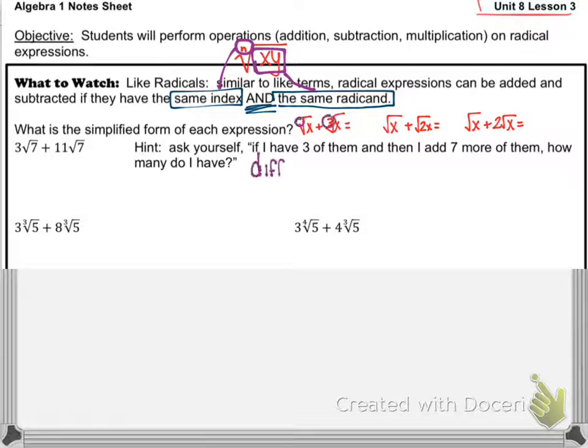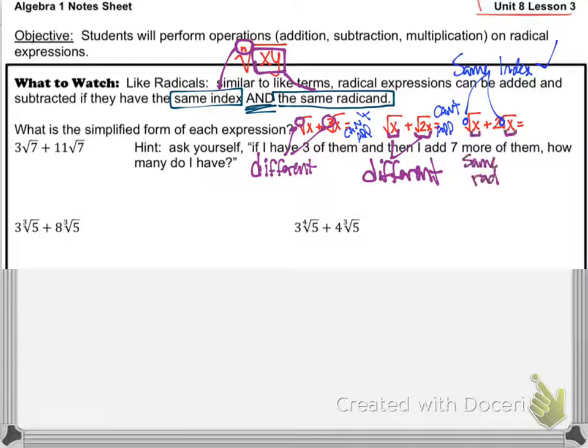In our first one, they have different indices, so that can't happen. We cannot do anything with those. We can't add them. These ones have different radicands, though they're both square roots. What's under the radical is different, so we can't add them. The last one has the same index and the same radicand, so we can add them. We have one root x and two root x's, so that's 3 roots of x. Here, if we had 3 and 11 roots of 7, we add those together and get 14 roots of 7.